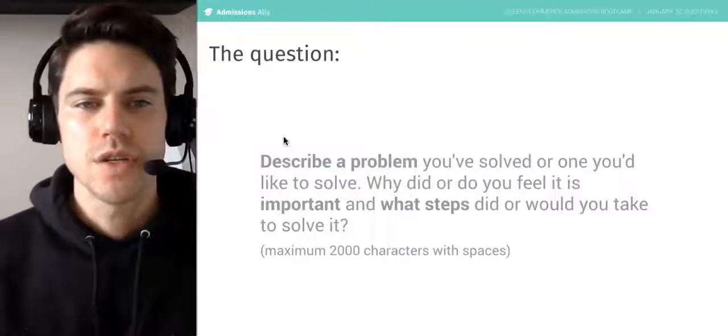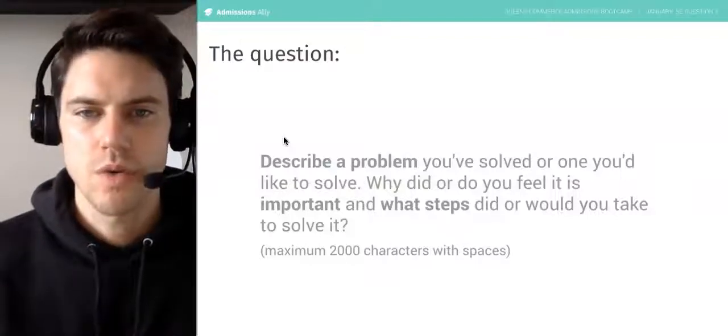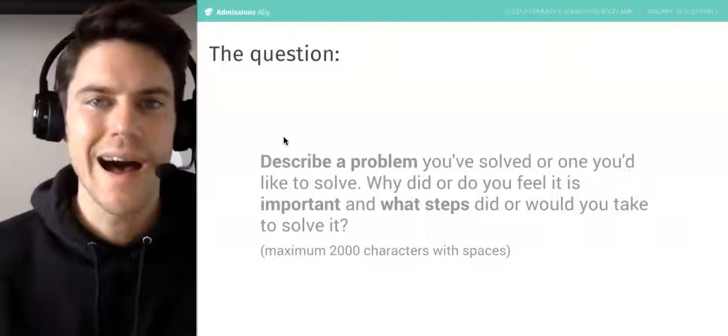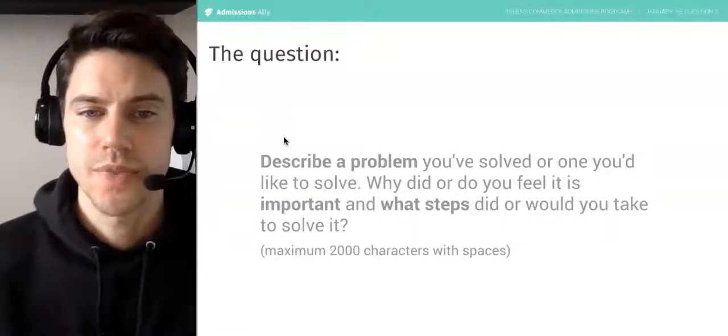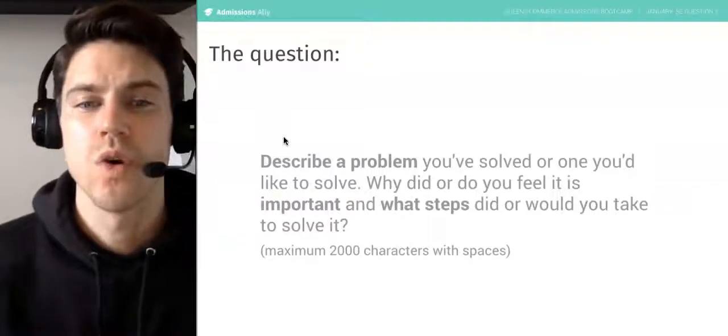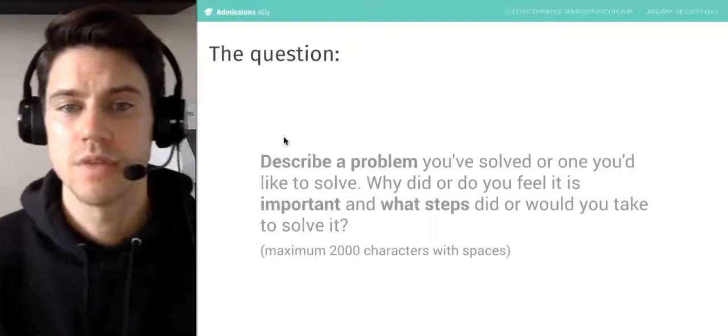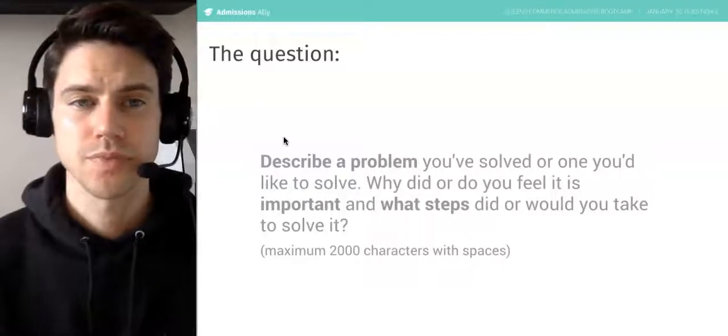Okay, so the question here is: describe a problem you've solved or one that you'd like to solve. Why did you or do you feel it's important? And what steps did or would you take to solve it? Maximum 2,000 characters with spaces.